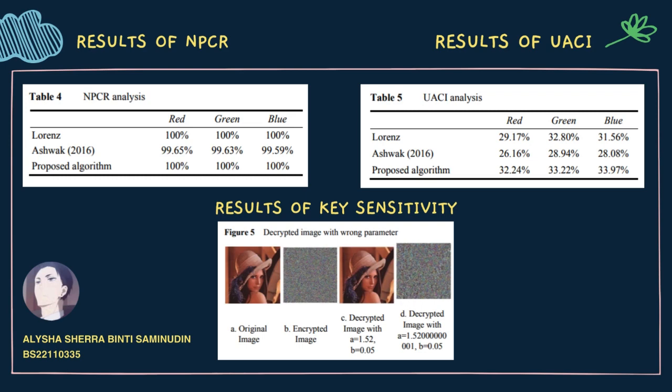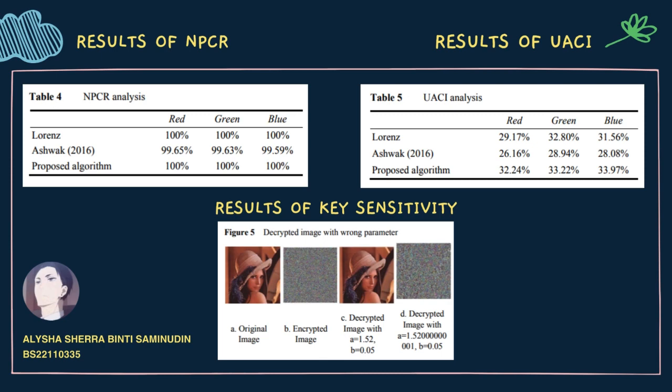And on the bottom of the slide shows the results of key sensitivity. In figure 5c, the encrypted image has been decrypted with value A equals 1.52 and B equals 0.05, which results in being able to retrieve the original image.